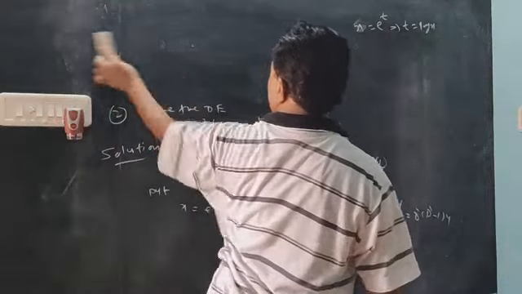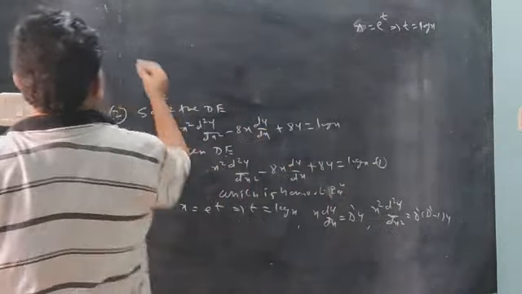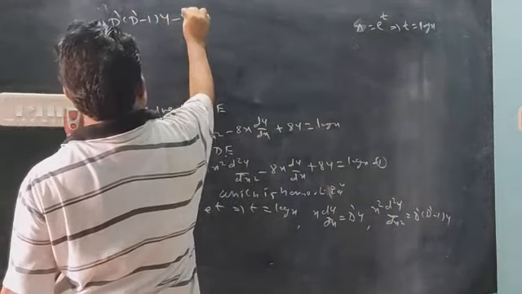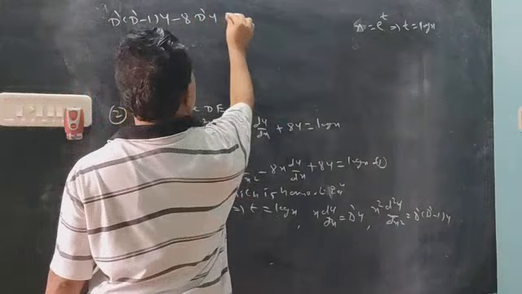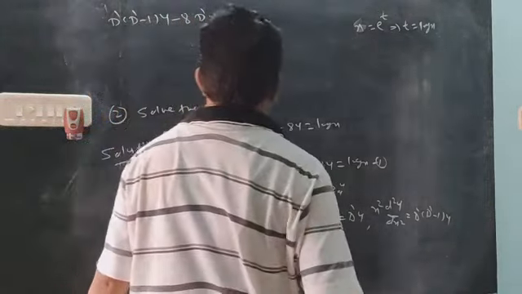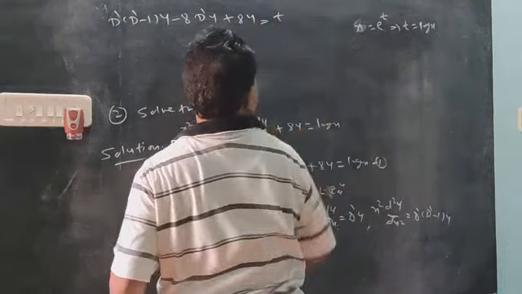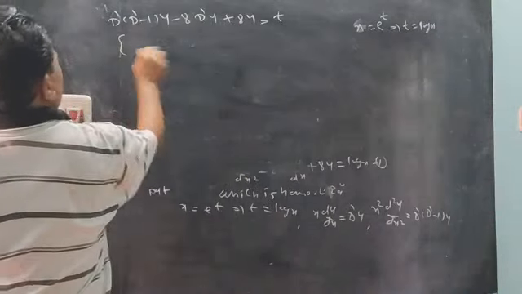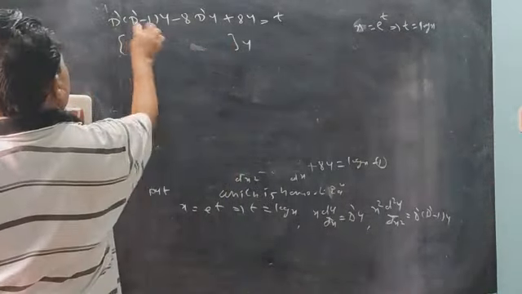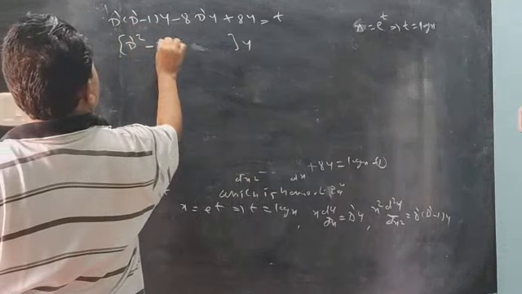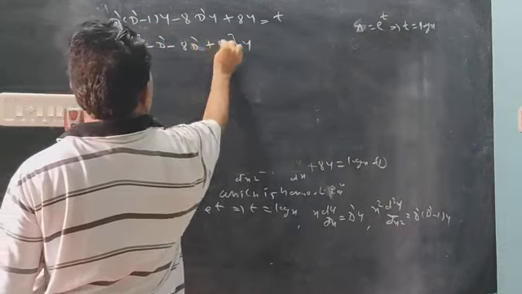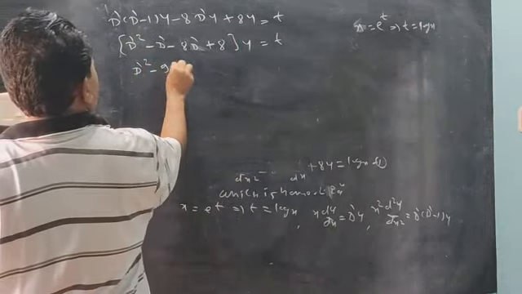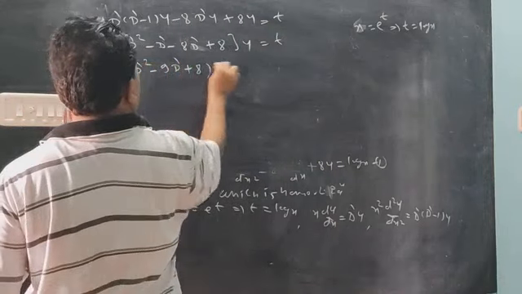So put here: x squared d squared y by dx squared becomes D'(D' minus 1) y, minus 8 D' y, plus 8y, and log of x is t. Taking y common, D'(D' minus 1) minus 8 D' plus 8, so in total D' squared minus 9 D' plus 8 applied over y equals t.